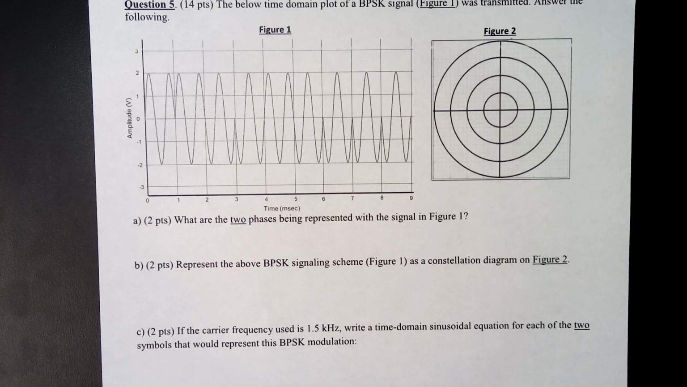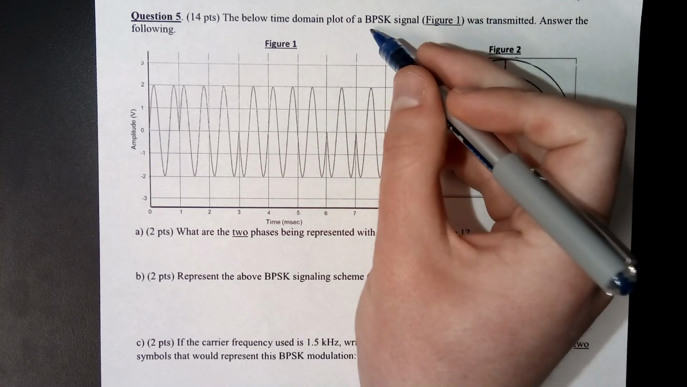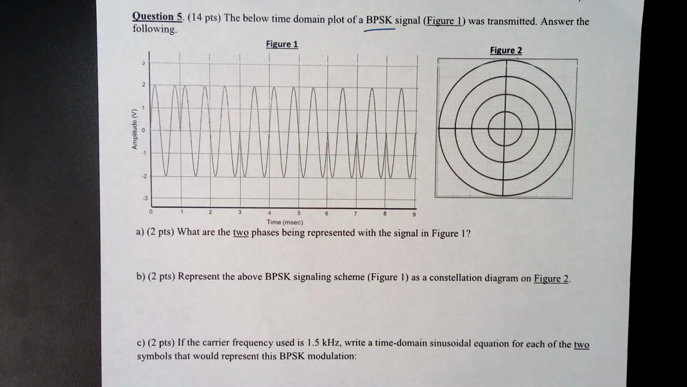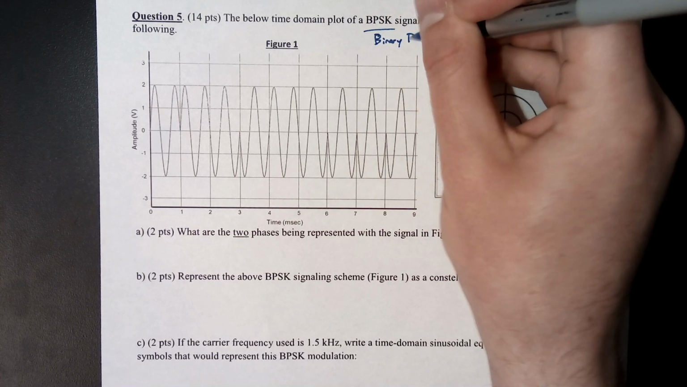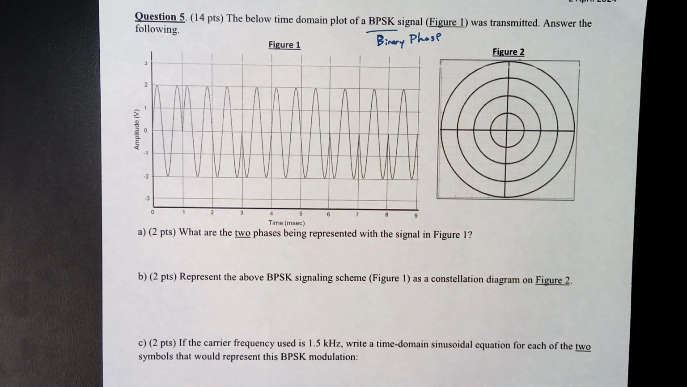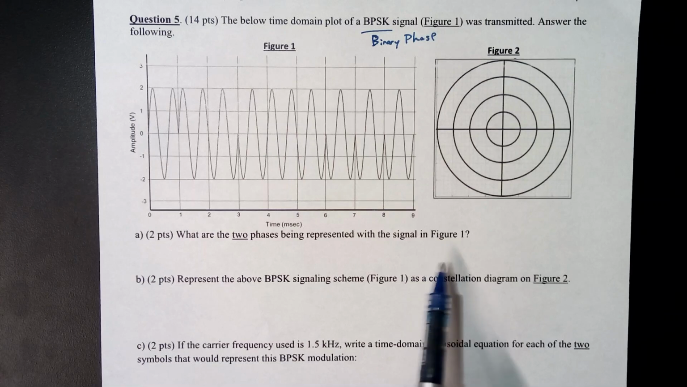Okay, on to the last question here, which is a digital modulation question. It says we're looking at a BPSK signal, which means binary phase shift keying, right? So we want to make sure we know what those acronyms mean. Generally, it's something shift keying, but we want to know what it means, right? So we should have two different phases in this graph. So it says, what are the two phases being represented in the signal?